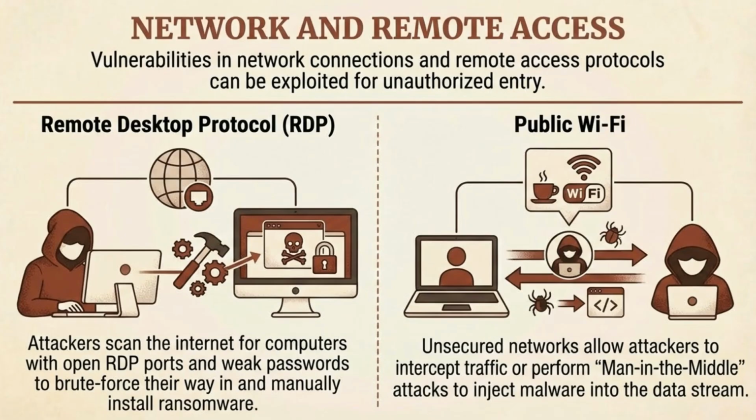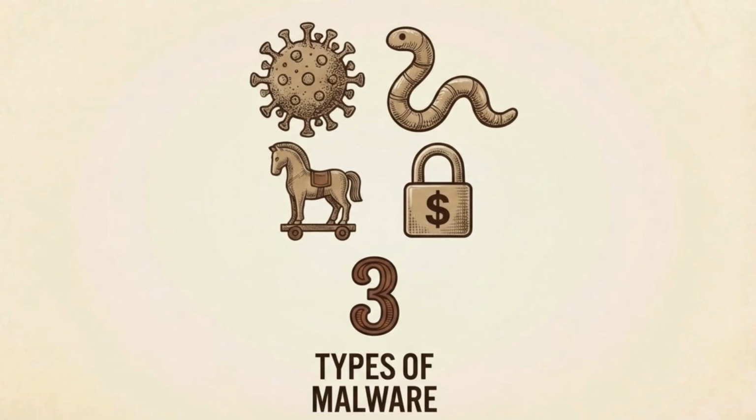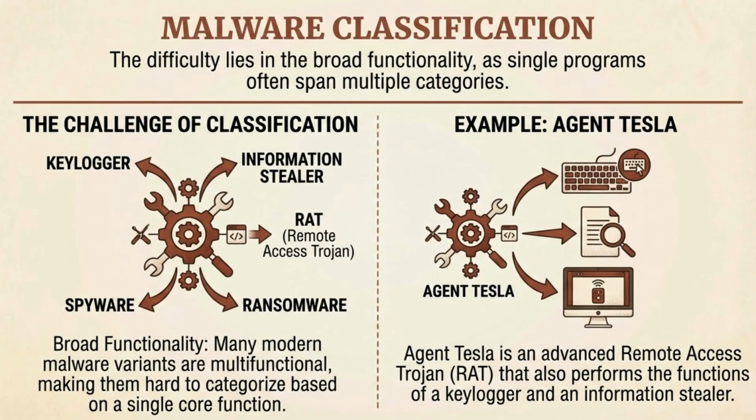Network and remote access vulnerabilities include open remote desktop protocol ports exploited with weak passwords and unsecured public Wi-Fi used for man-in-the-middle attacks. Our third section covers the diverse types of malware and their distinct functionalities. Malware classification is challenging because modern variants are often multifunctional, spanning categories like keyloggers, ransomware, and information stealers.